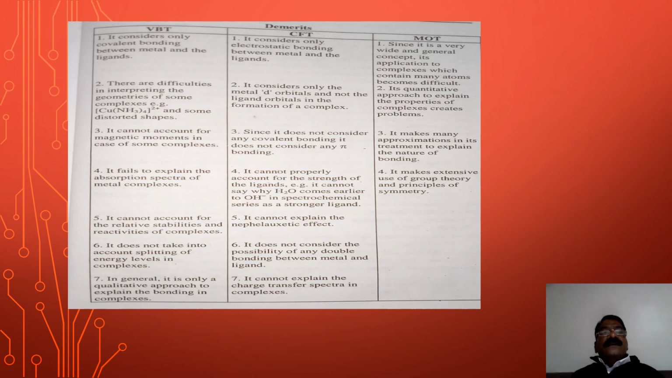Thus here we completed the three theories VBT, CFT and MOT, and the modern concept after MOT, LFT. These theories are the main part of coordination chemistry. After completion of this, we can have different problems in different theories. We are also going to discuss the different problems in each theory and the important concepts from the exam point of view in the next lecture. Thank you.